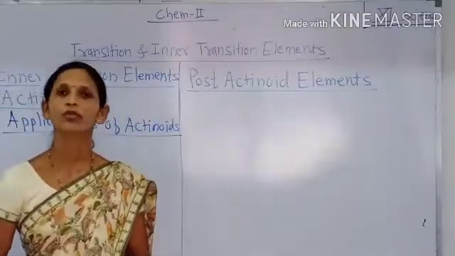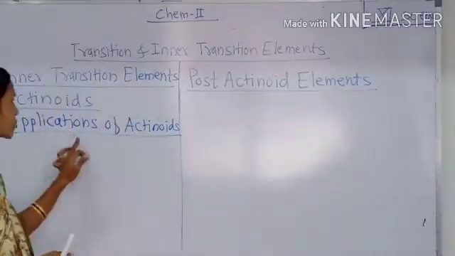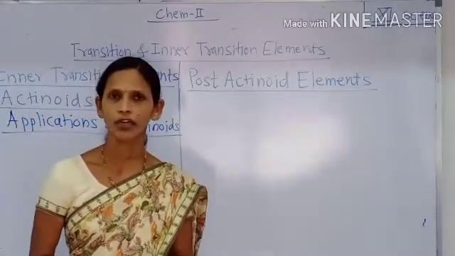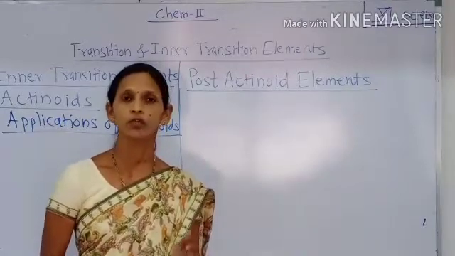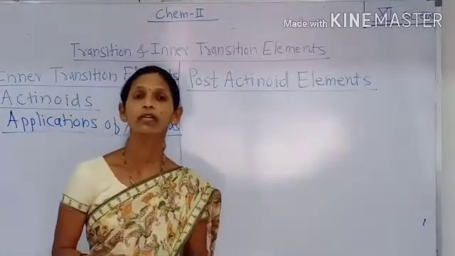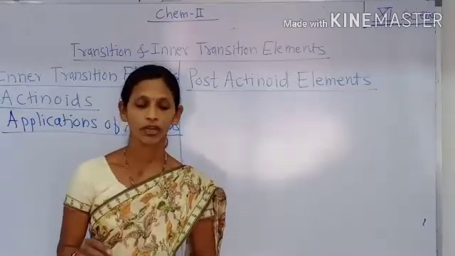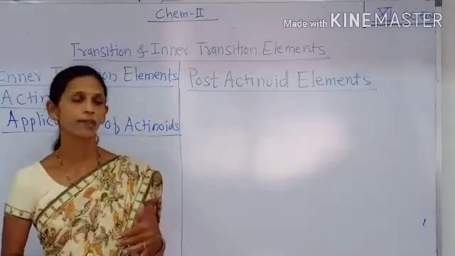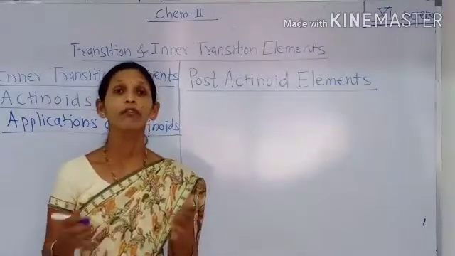Now I am going to discuss the last point of this chapter, that is the applications of actinoids. All of you have studied that the elements present in the actinoid series are radioactive elements. Out of these, uranium and thorium are found in nature and have very long half-life periods. Therefore their radiations are very little, so these elements in their different oxidation forms are used in everyday life.